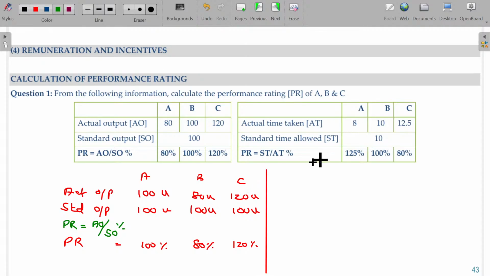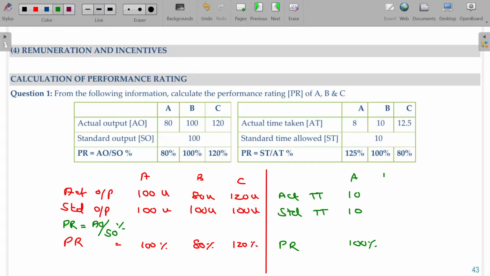Now, actual time taken and standard time taken. The company has given 10 hours to complete a job. A has completed the job in 10 hours. So, we expected the job could be completed in 10 hours. A also completed the same in 10 hours. Then what about the performance rating here? Standard one, 100%, sir.